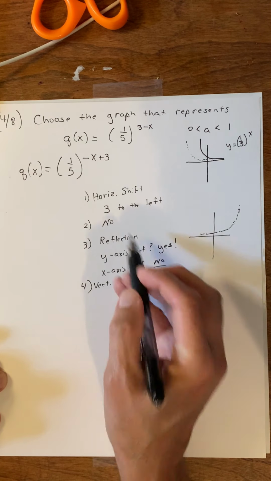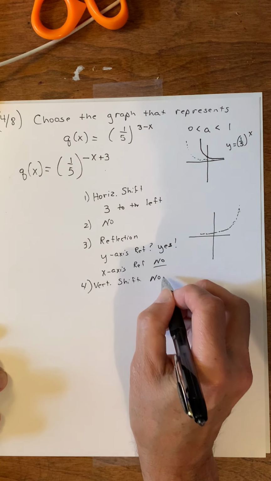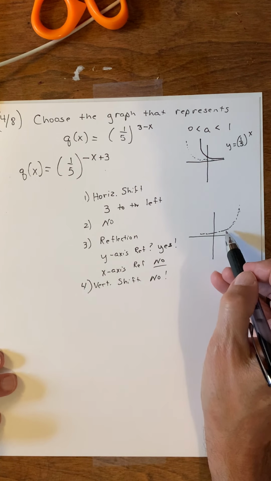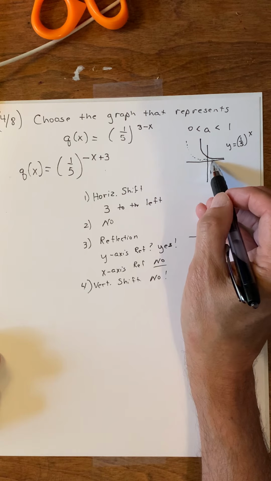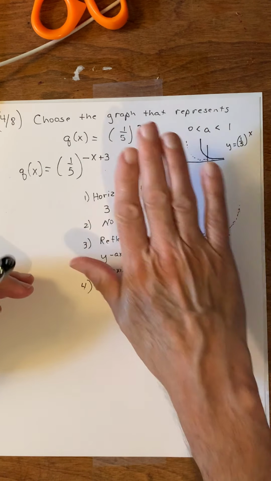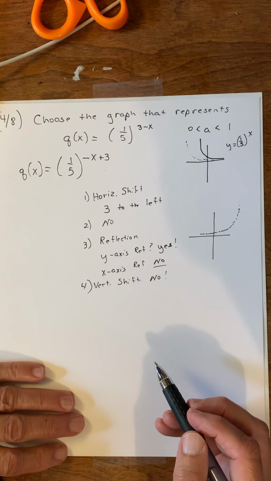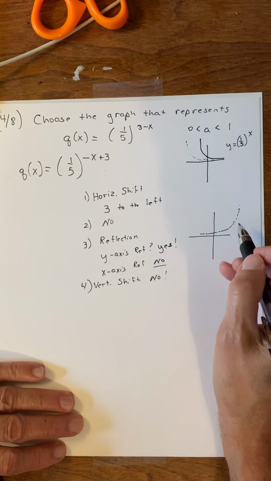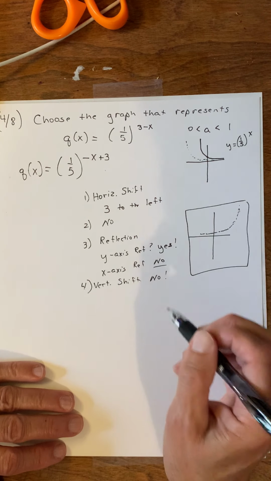Was something added or subtracted at the end of the function? No. So there's no vertical shift. So this is basically what I have after my 2 translations. Number 1, I moved it 3 units to the left. And number 2, I reflected it over the y-axis. I took a mirror image of it. So I'm basically going to be looking for a graph that looks like that.